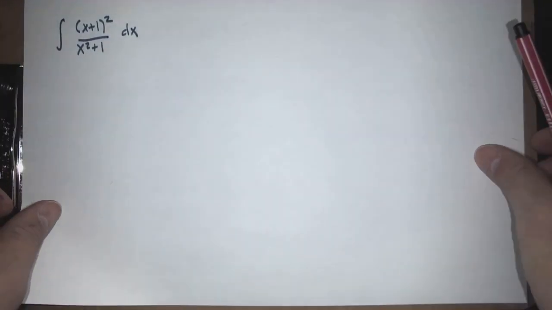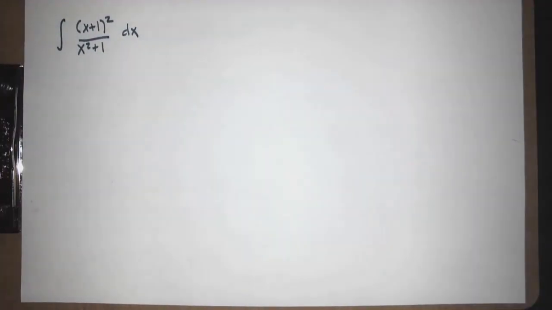So let's try another problem. The integral of (x plus 1) quantity squared over x squared plus 1. Now you might say, oh, x plus 1 quantity squared, isn't that just x squared plus 1, so we get 1? Oh, that's right. Or is there more to it, perhaps?